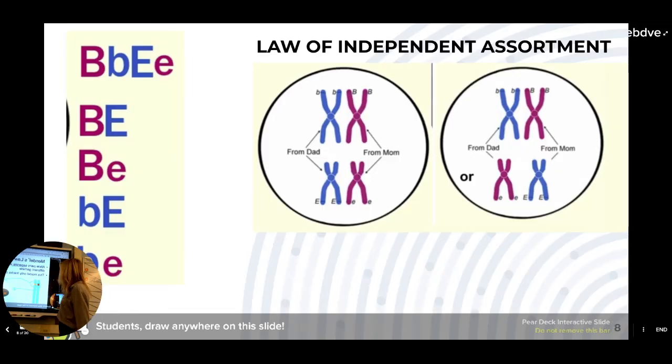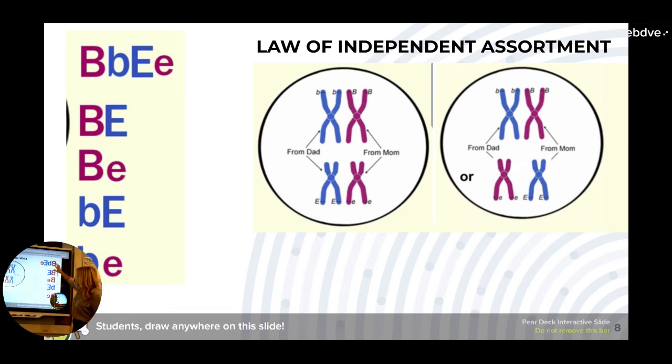And then here I'm showing you the law of independent assortment. This homologous pair could have lined up this way or it could have been flipped. Each homologous pair can line up any way it wants to relative to the other homologous pair. You don't have to have the dad chromosomes on the left and the mom chromosomes on the right like this one, right? And how many homologous pairs are we dealing with? 23 homologous pairs, because how many chromosomes do we have? 46, right? So all 23 can line up any which way they want to.